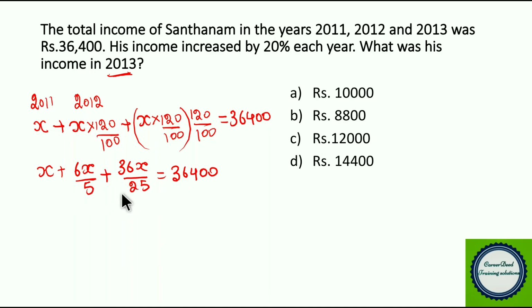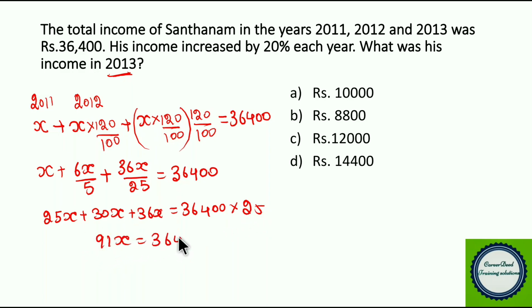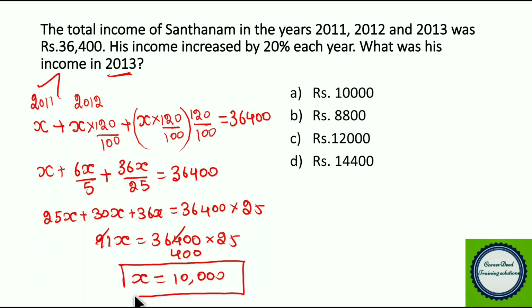Now try to solve it. When you try to solve it, taking LCM you get 25. So you can write it as 25x plus 30x plus 36x. Carry this 25 to the right hand side, you get 36,400 into 25. Now while adding you get 91x equal to 36,400 into 25, where x is equivalent to 10,000. Now you found the salary of Santanam in the year 2011. So in 2011 his salary is 10,000.